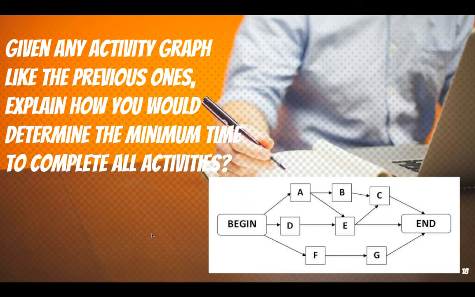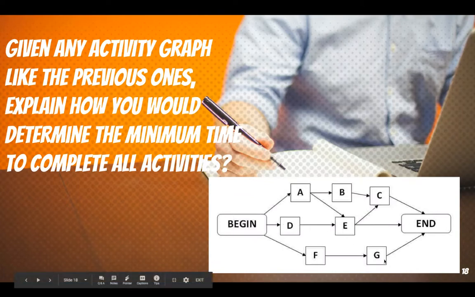But how do you know that? To determine the minimum time to complete all activities, you would have to know the time of each activity, first of all. And in order to know the total time of activities, you would have to sum all possible pathways. So let's look at all the possible pathways. There's ABC, there's AEC, there's DEC, there's AE, DE, and then there's FG.